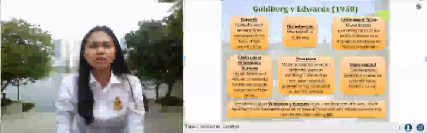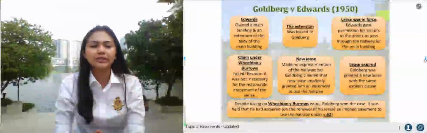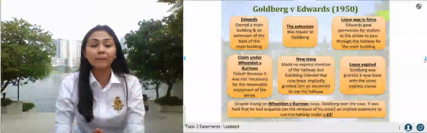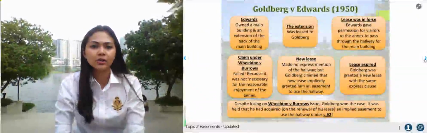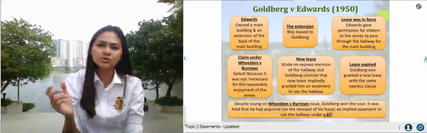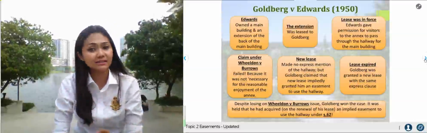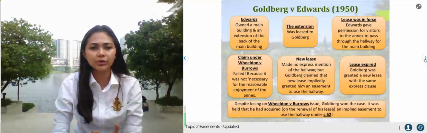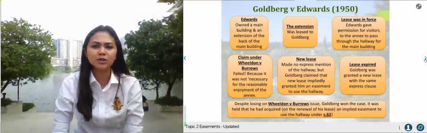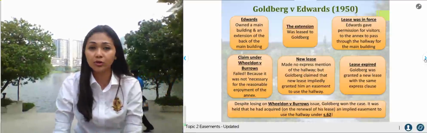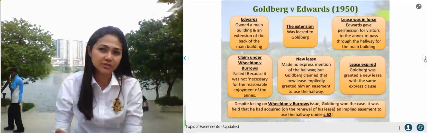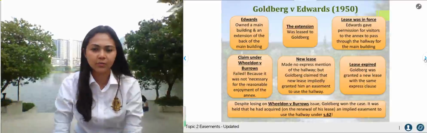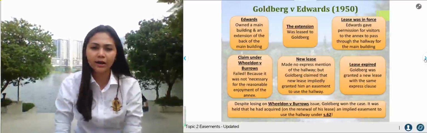The same goes in the case of Goldberg and Edwards. In this case, we're talking about properties which have been leased, and you have visitors using the right of way merely as a license. But when the property was sold and the lease renewed, in the new lease there was no express mention of the hallway, so you don't know if you have a right or license to allow the visitors to continue using the right of way itself. So in this case, he uses the argument of Wheeldon and Burrows.